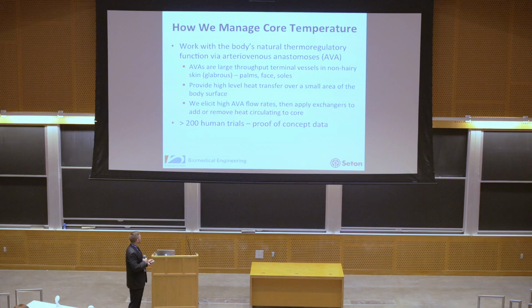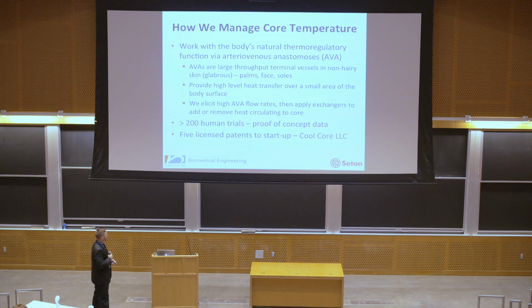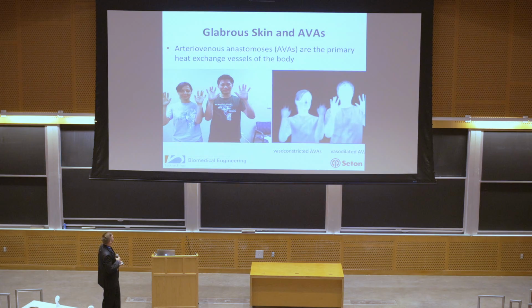We've conducted over 200 human trials, gotten great proof of concept data, and have 5 licensed patents and a couple of companies. So this is a picture demonstrating the effects of arteriovenous anastomoses when you're vasoconstricting and vasodilating the body. So this individual is very highly vasodilated.